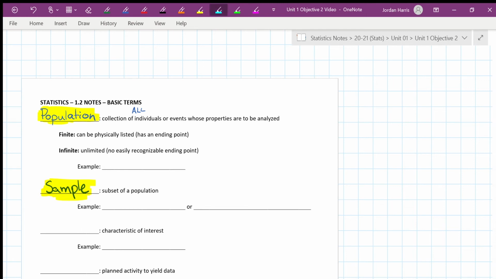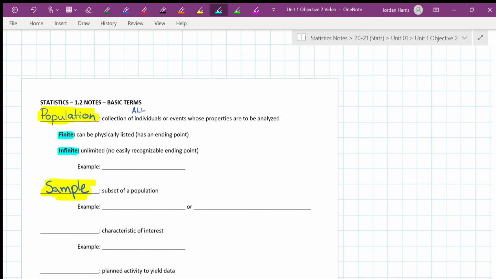We have 2 types of populations that we need to keep in mind. We have the finite. I don't know why they changed the way they say it, because we call the other one infinite. You've heard of the word infinite before. Infinite means unlimited. There's no end to it. Finite means it can be physically listed. We have an ending point.